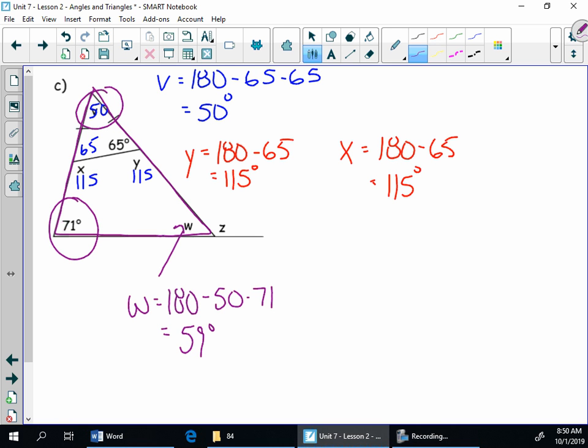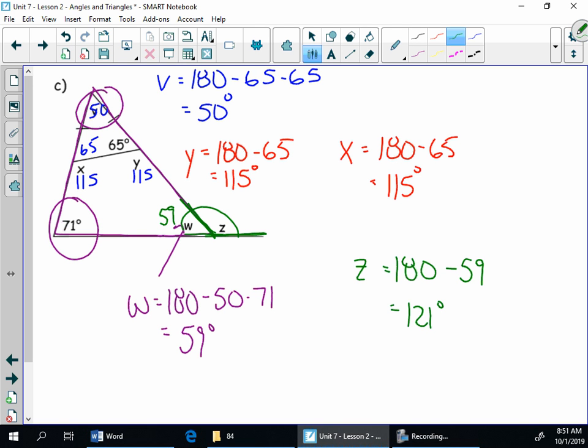How can I finish this off? Well, to get Z, here's a straight line being met by another line. What do I know about these 2 angles? I know they have to make 180. Oops, not W, Z. So Z has to be 180, take away 59 for W. Comes up to 121.